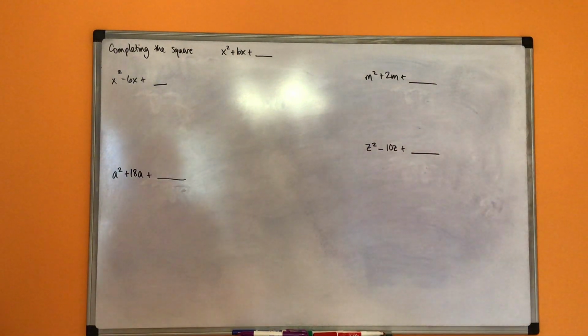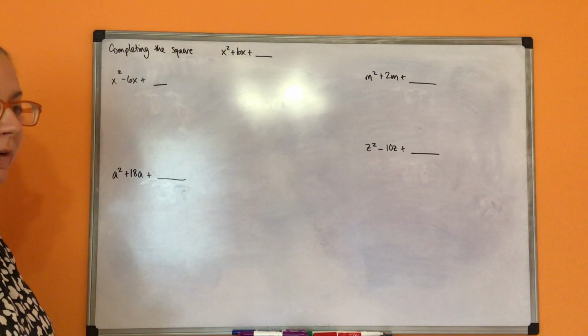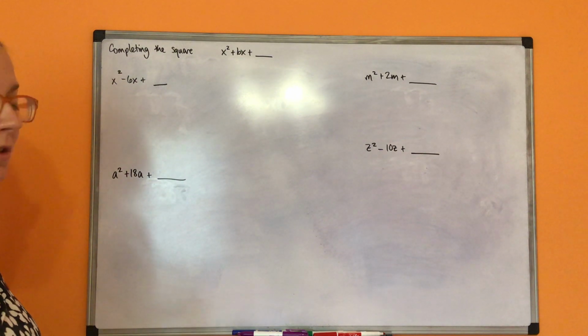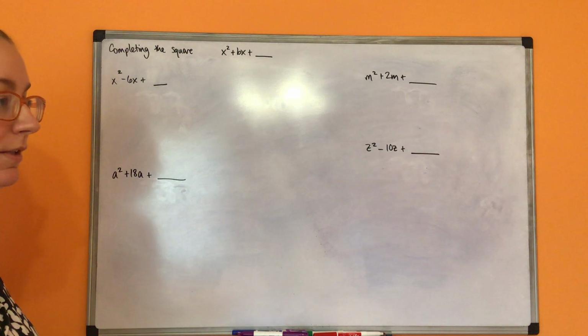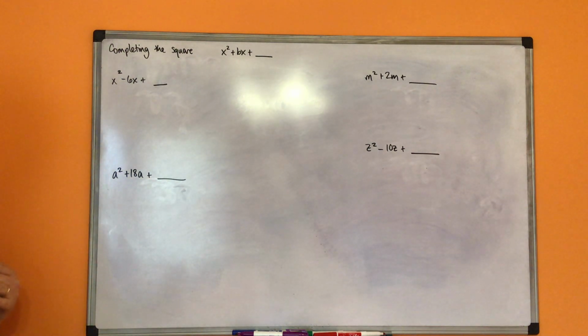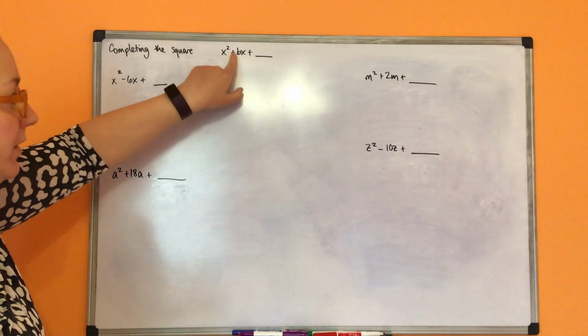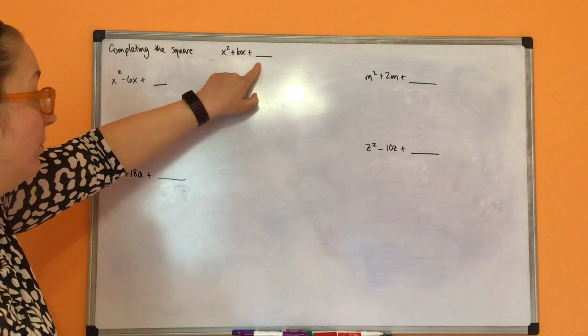Here we're going to learn the process of completing the square, which is a process we combine along with the square root property to solve some quadratic equations I'll show you in the next lesson. So for today, we are kind of working on an in-between step. You are starting with expressions that look like this: something squared plus number times whatever your variable is plus blank.